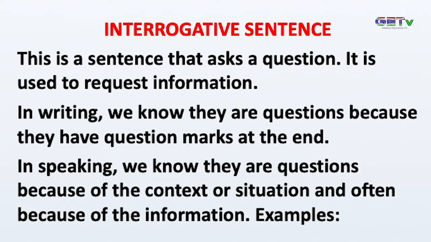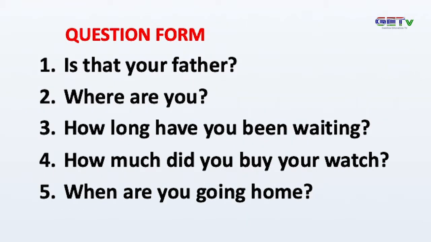So we move on. We're going to look at the other type of sentence, which is the interrogative sentence. This is a sentence that asks a question. It is used to request information. In writing, we know there are questions because they have question marks at the end. In speaking, we know there are questions because of the context or situation, and often because of the intonation. So we look at the examples.